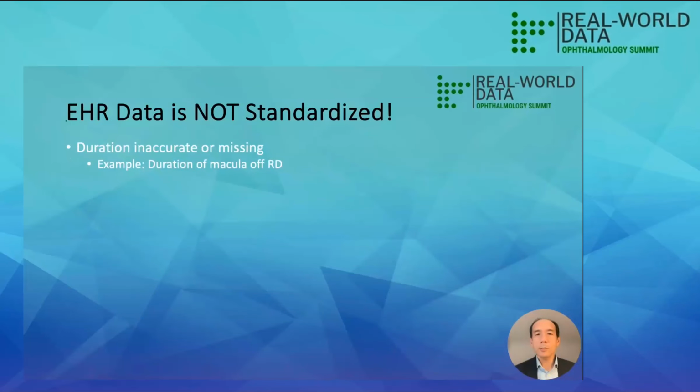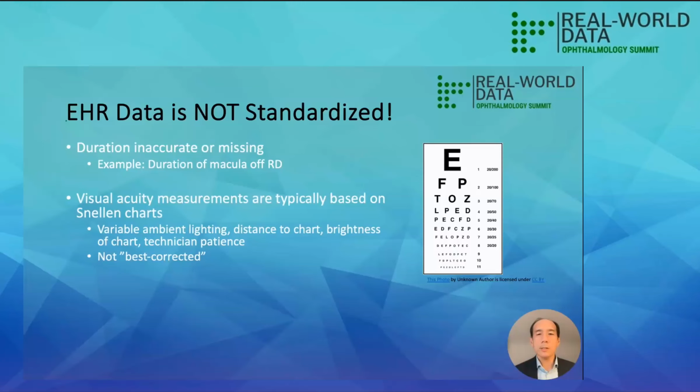When critically reading real-world studies, I think one of the main things to always remember is that the data is not standardized. Duration of events may be inaccurate or missing. For example, the duration of a macula-off RD is often solely dependent on patient recall as to when they lost their central vision. However, depending on how the question is asked and how attuned patients are to their symptoms, the recorded answer may be quite far off from reality. Visual acuities are also typically measured on Snellen charts in most practices. Since there is no standardization on room lighting, brightness of the chart, technician skill and patience, and sometimes even distance of the patient from the chart, this recorded data may vary from practice to practice and even location to location within a given practice.